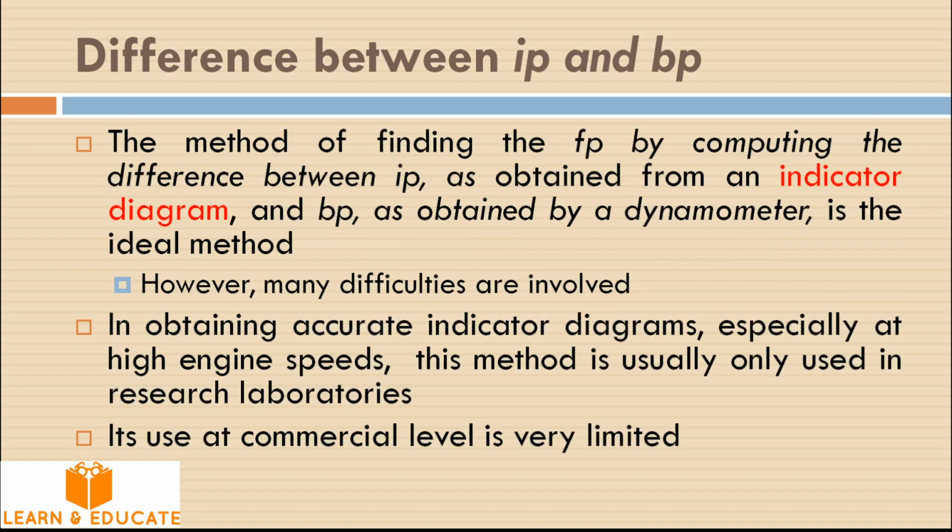Now the fourth method to determine the frictional horsepower is by calculating the difference between IP and BP. In this method, the frictional power is found by computing the difference between the indicated power obtained from an indicator diagram, so you need to have an indicator diagram, and the BP obtained by dynamometer and the speed, using the usual calculation. So the indicator diagram is required to find the IP. Then by determining the BP, the difference between these two will be the frictional power.